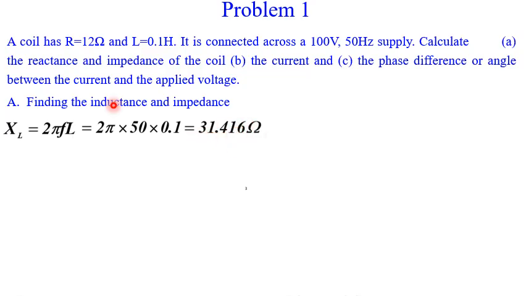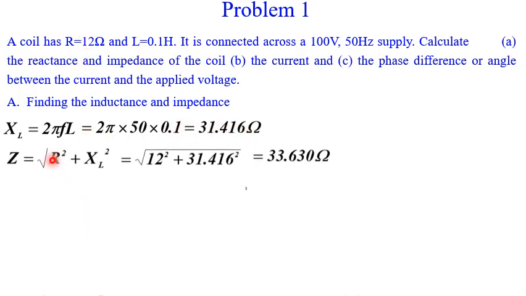Then we need to calculate the impedance. We said impedance Z is equal to the square root of R squared plus XL squared. This is our XL, and our R was 12, so we square it. R squared plus XL squared is 12 squared plus this, and we get our final answer as this.